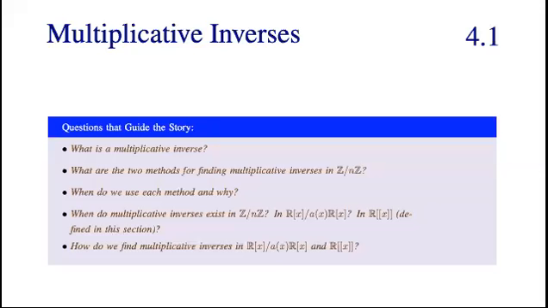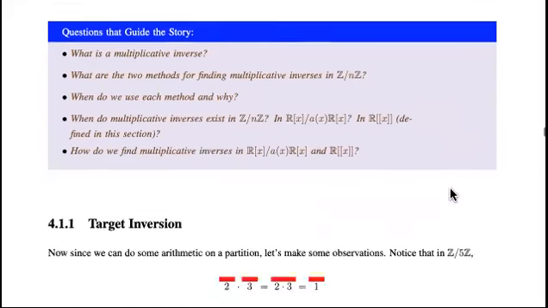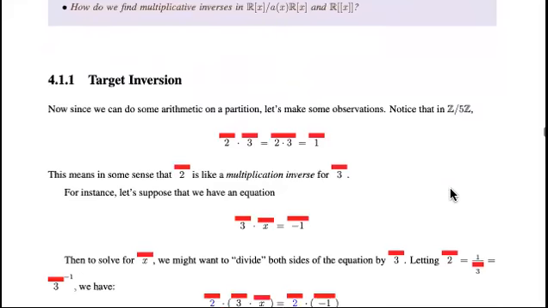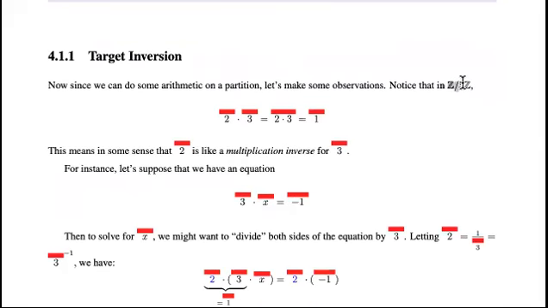Welcome to a read along with Dr. Powell in the book Discrete Perspectives in Mathematics. This is section 4.1 on multiplicative inverses. Specifically, we'll be looking a lot at multiplicative inverses in modular arithmetic, like Z mod 5Z, or mod 5.